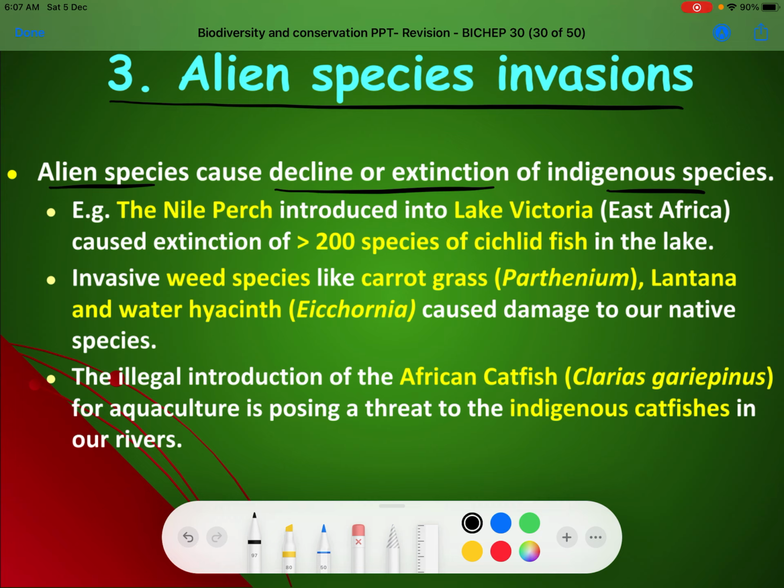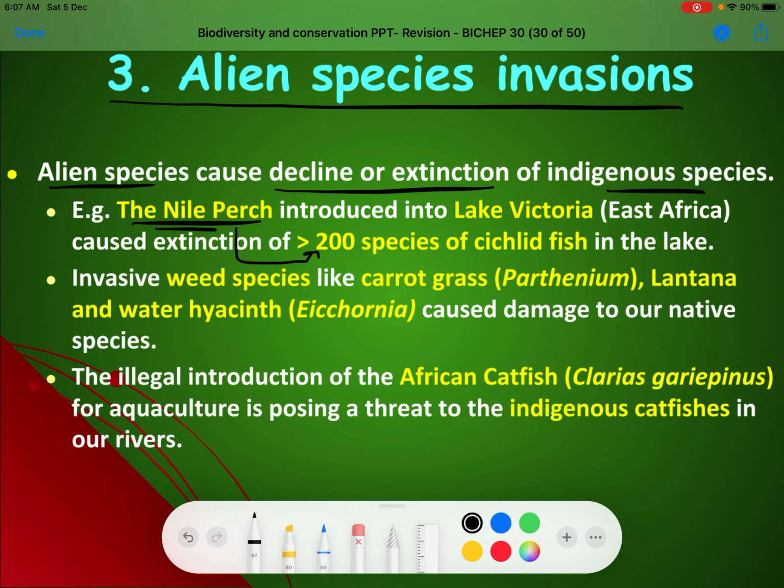So, alien species affect the indigenous species straightaway by competition for either habitats or food. Examples are given here. Number one, the Nile perch, which was introduced into Lake Victoria in East Africa, caused the extinction of more than 200 species of cichlid fish in the lake, right?